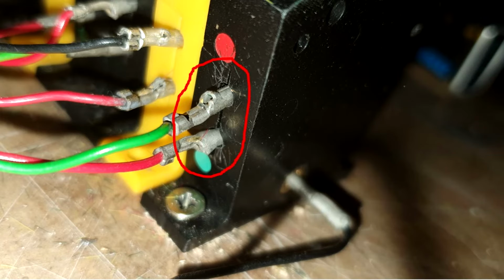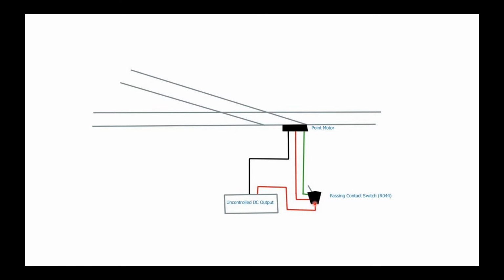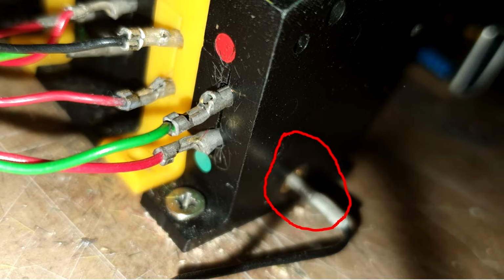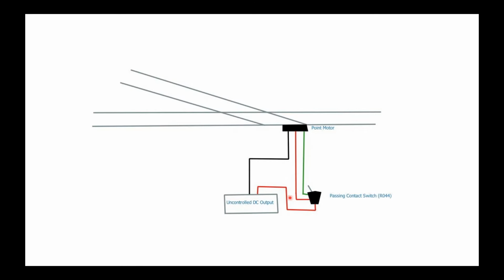The black wire you connect to one terminal of your uncontrolled DC output. The red and the green wires go to the switch. On the R044s, that's the two little sockets on the side, and you then connect the switch to the other terminal of the uncontrolled DC output. On the passing contact switch, that's the little socket on the side of the switch that you connect that up to. That completes a circuit, and the passing contact switch pulses a current down the red and green wires to operate the point motor. So that's how you would wire up a single point motor.